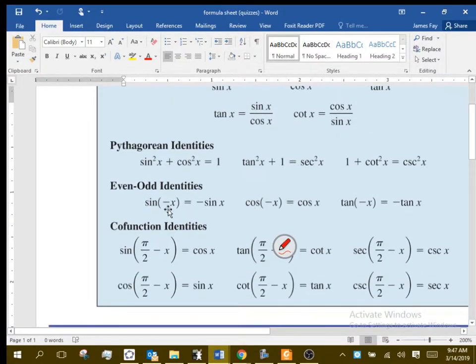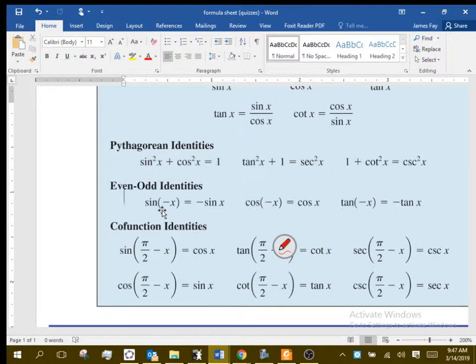Okay, the even-odd ones, and that's because of the way the unit circle, or you can think about it, the curves on the XY axes relate to one another in regards to their symmetry. Okay, the sine of negative x is equal to negative sine of x. Cosine of negative x is equal to cosine of x, and tangent of negative x equals negative tangent of x.